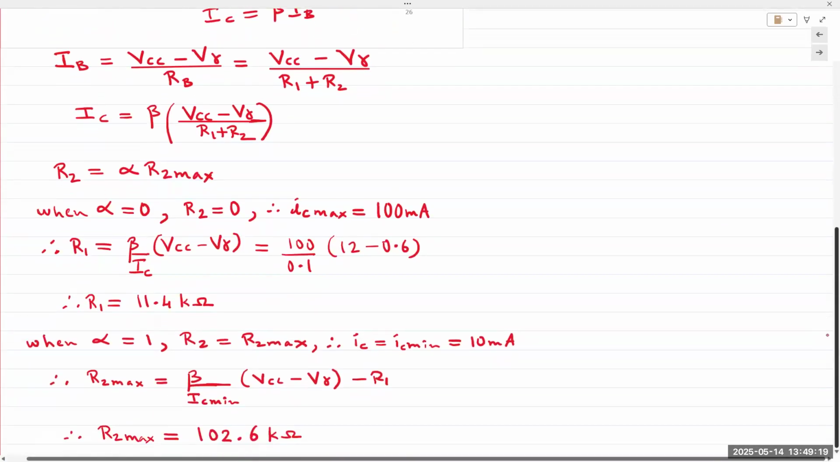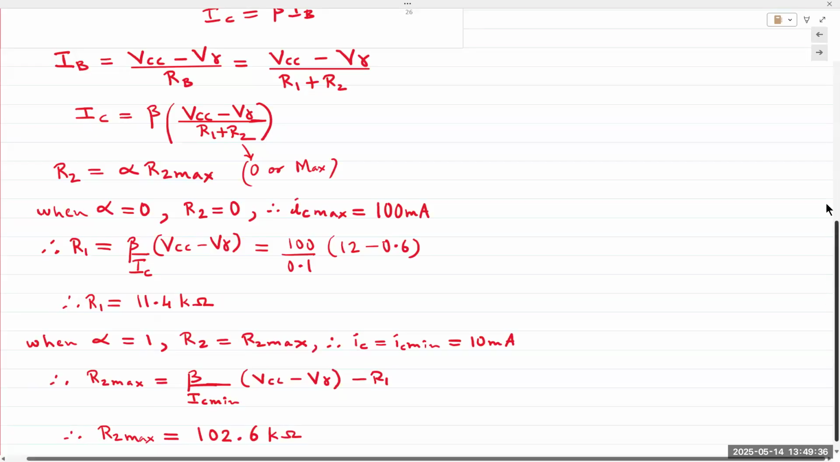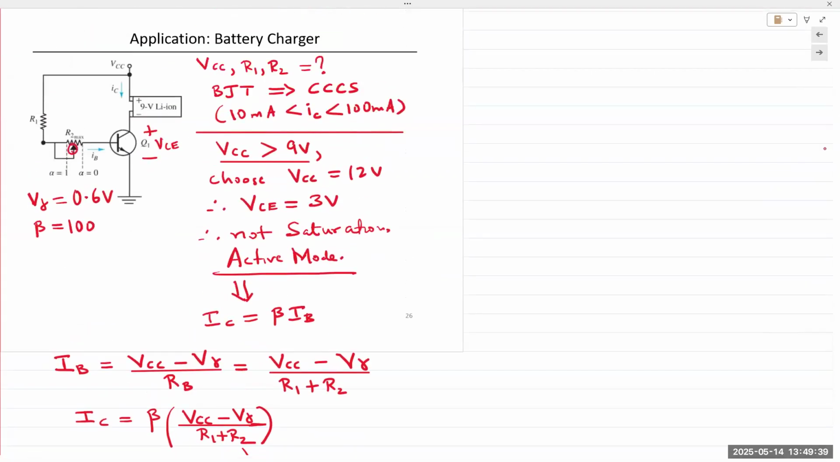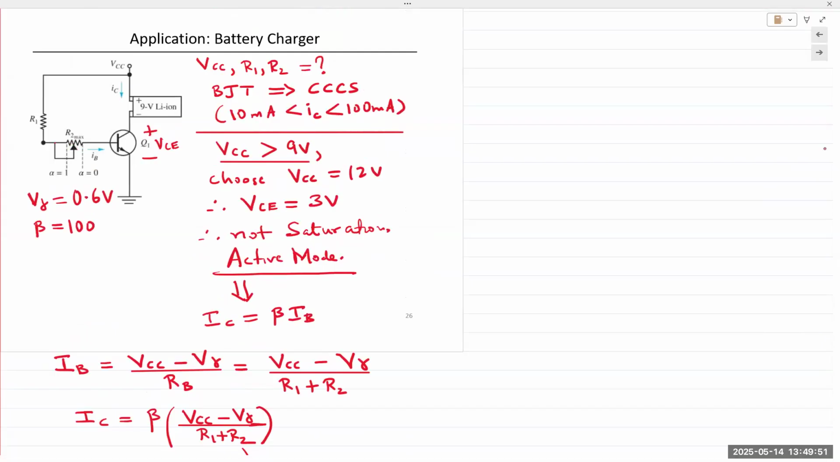So this R2 can be 0 or the max value. Right? When alpha is 0, meaning the slider is all the way to the right, the R2 value is 0 because it short circuits R2. Look at the image later. If this arrow is all the way to the right, then it bypasses R2 completely. Okay, so that's known as the multiplier. Alpha is equal to 1 on the left, alpha is equal to 0 on the far right. Okay.